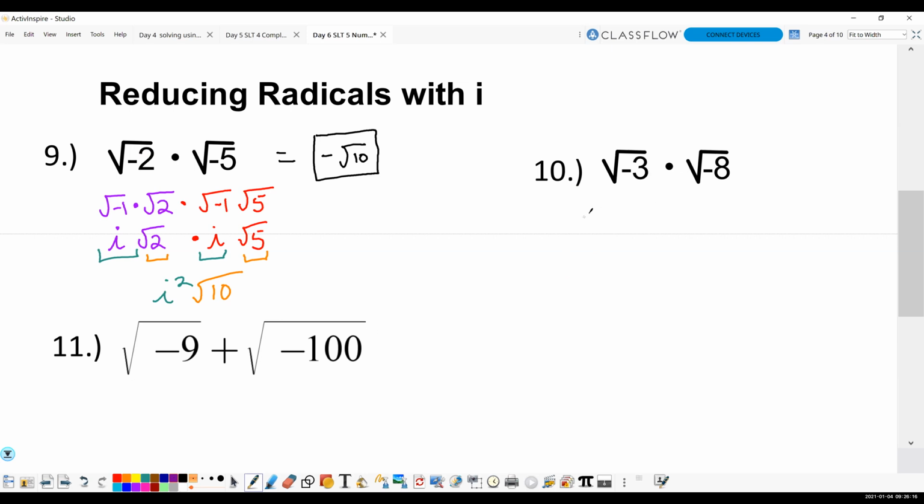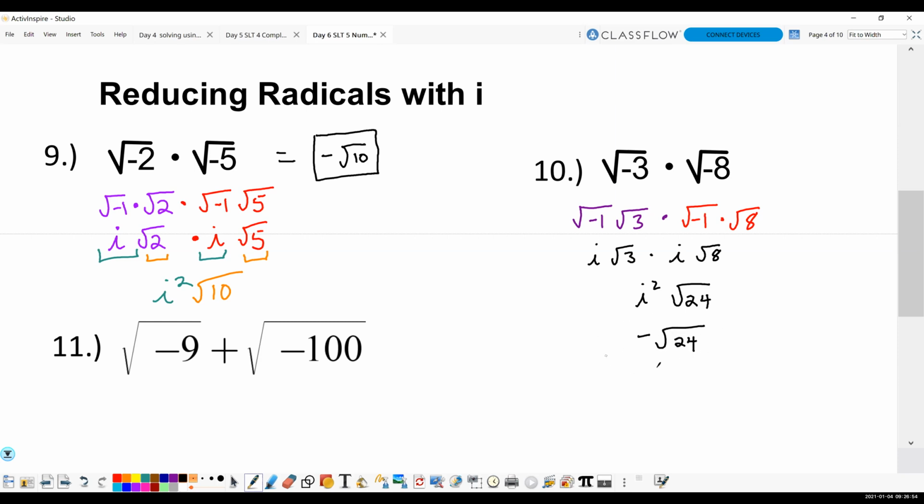Hopefully you tried number 10 on your own. Again, you should have paused the video and tried it. If you didn't, pause the video, try it. And you separated the square root of -3 into the square root of -1 times 3. And then the square root of -8 becomes the square root of -1 times 8. Then square root of -1 becomes I. Also I. I times I becomes I squared. 3 times 8 is 24. And then I squared is -1. So we have negative square root of 24.